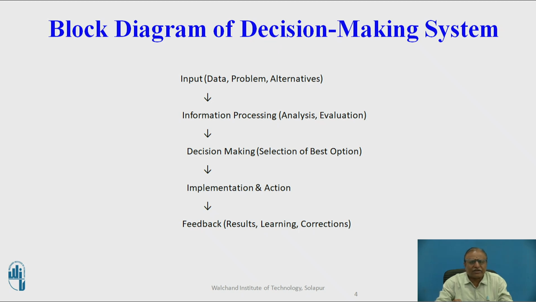Then the final step is feedback, where results are observed. Then we go for more learning, and if any lacunas remain, we make corrections here in the feedback. So this is the block diagram of decision making system, where the first phase is input, second is information processing, third is decision making, fourth is implementation and action, and fifth is feedback.